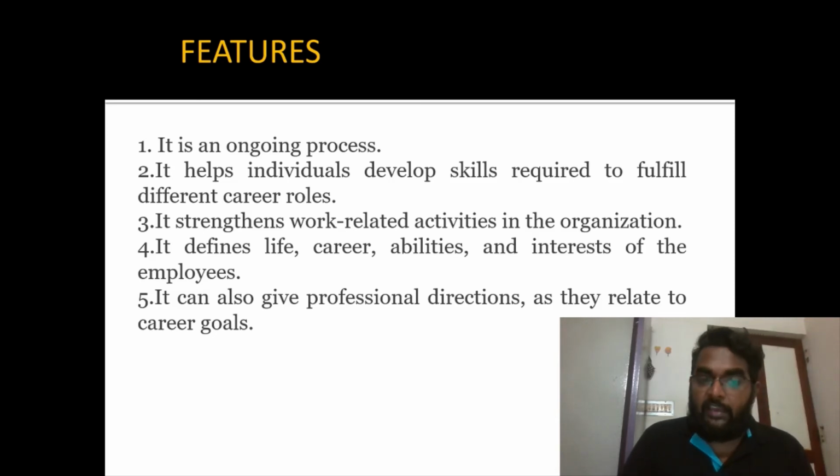It defines life, career, abilities, and interest of the employees, as we already said. That is the basic thing in the career planning stage. So life, career, abilities, and interest of the employees, all these things are planned. It can also give professional directions as they relate to career goals. So in which way they are going, and what is the requirement, all these things can be analyzed by using this method.